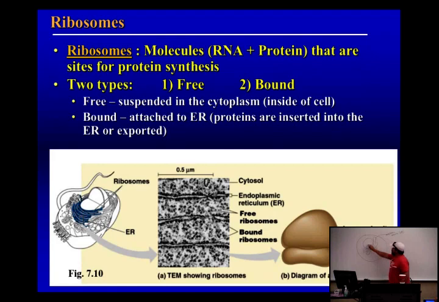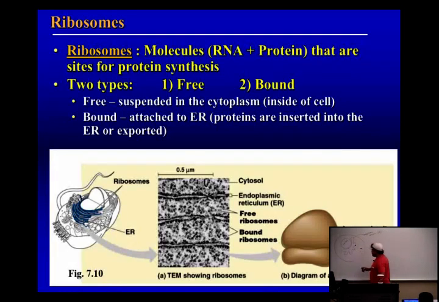So here's the nucleus. Here's the endoplasmic reticulum, and there could be ribosomes that are on this, or there can be ribosomes that are out here that are free, right? Those two dots represent the two separate subunits. So let's say that this thing is synthesizing a protein.